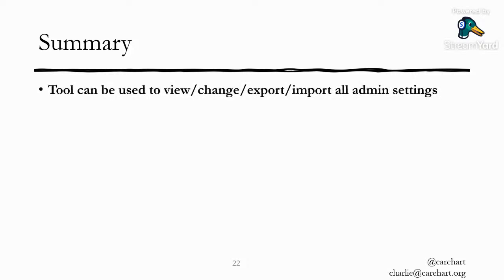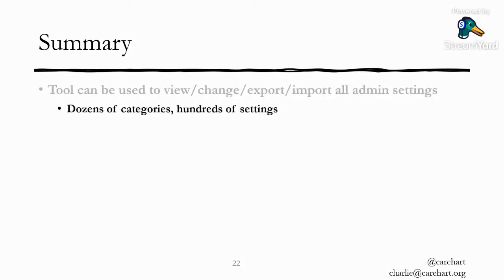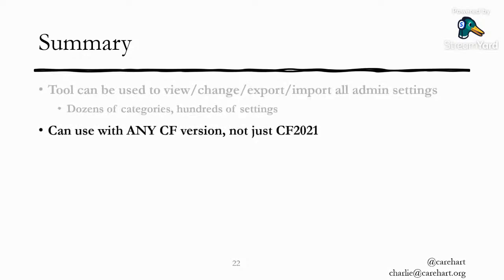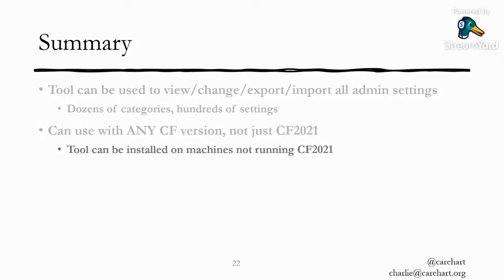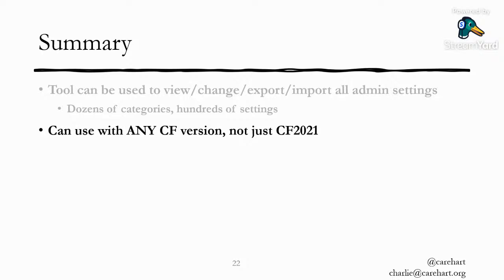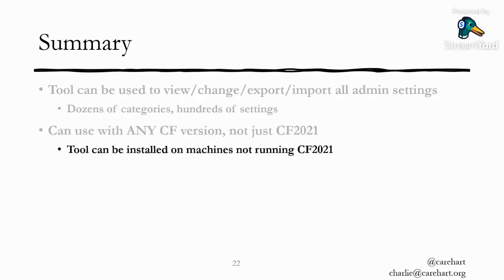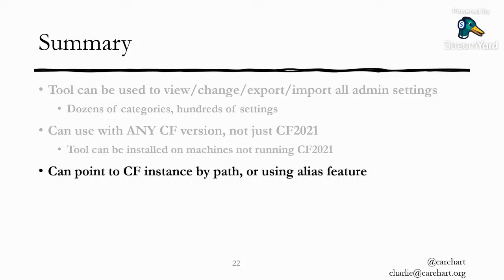So in summary, that tool, cfsetup, can be used to view, change, export, and import all the CF admin settings. There are dozens of categories and hundreds of settings. Remember, it can be used with any CF version, not just 2021, and you can install it even if you don't have CF 2021. Those are just key points to remember, because 99% of people don't even know that it exists, and of those that do, they don't know these things. Most people, if you asked them, did not know that they could use this tool with anything but CF 2021. And they didn't know that if you didn't have 2021, you could just go download it and run it. So I hope this talk will lead a lot of people to go exploring that tool, and we'll see more discussion of it, for better or worse.